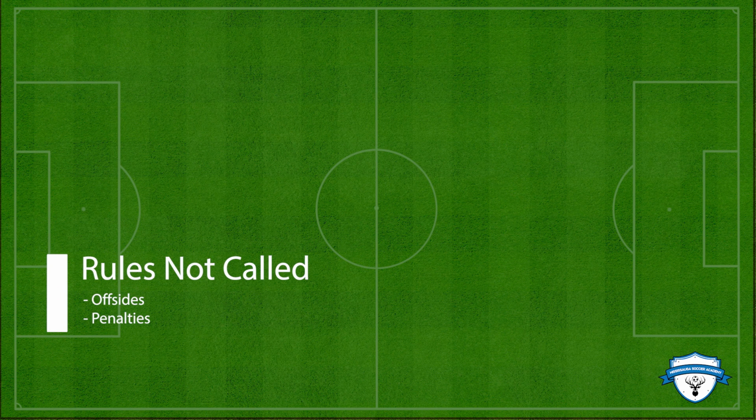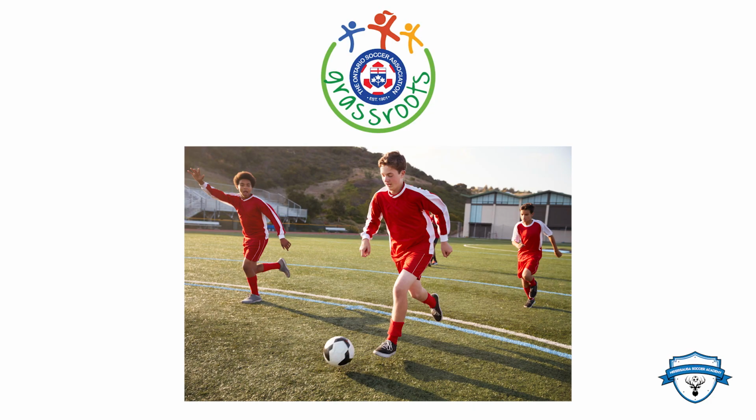At this level, 2 rules are not called: offsides and penalties. We have reached the end of the tutorial. We hope you enjoyed it. And the main intent of the small-sided game for U6 to U8 is to introduce players and coaches and officials to the game, while encouraging learning, development, and overall enjoyment of the sport.